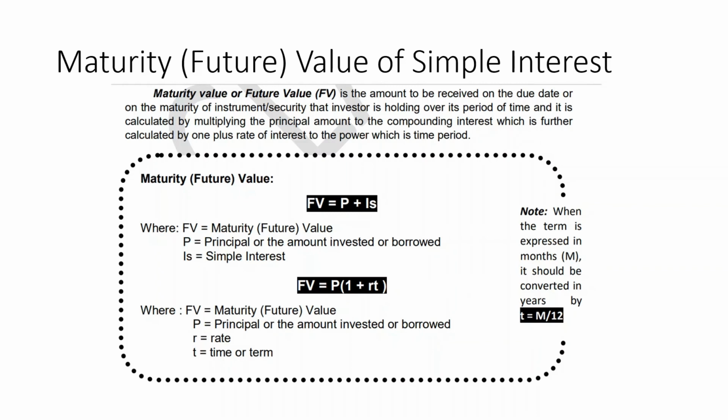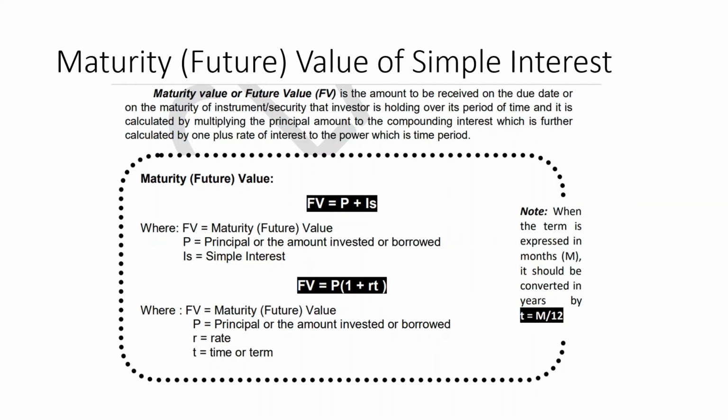We are now down to the last topic of this lesson: maturity or future value of simple interest. Maturity value or future value is the amount to be received on the due date or on the maturity of an instrument or security that an investor is holding over its period of time, and it is calculated by multiplying the principal amount by the compounding interest, which is further calculated by 1 plus the rate of interest to the power of the time period.